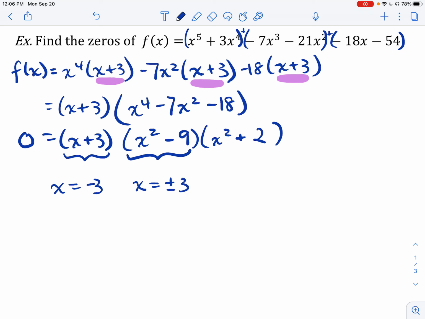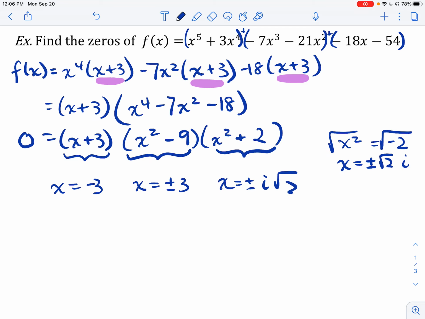From here, let me just write this to the side so we can all see that, x squared plus 2 is equal to 0, so x squared is equal to negative 2. If I extract the roots of both sides, x is equal to plus or minus i root 2. Let me write that again. x is equal to plus or minus i root 2.